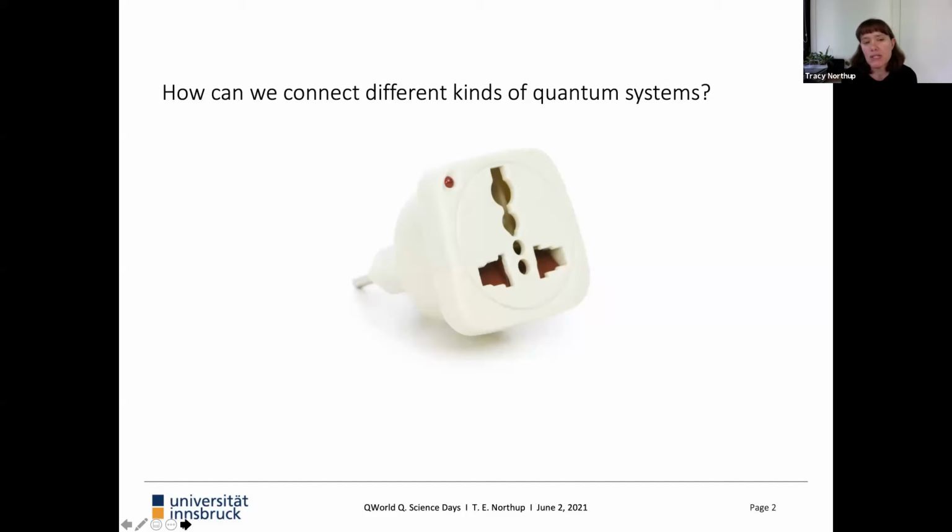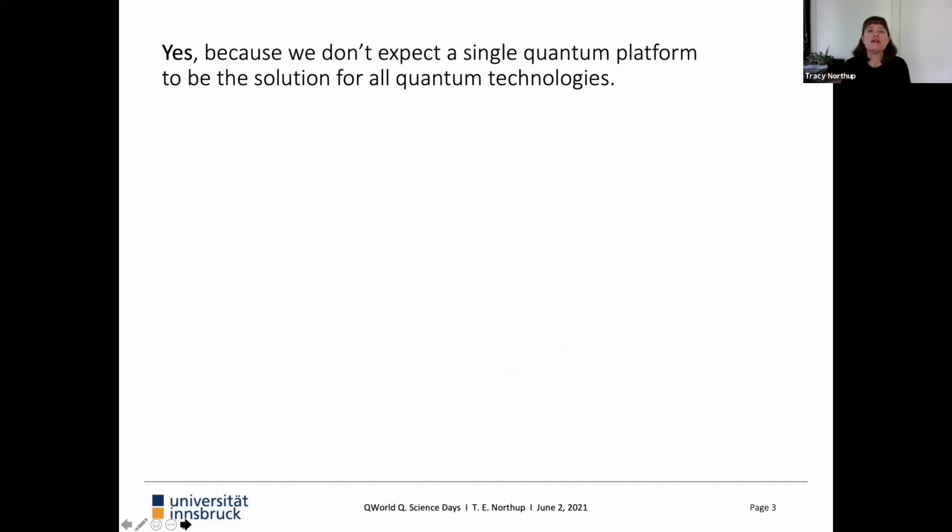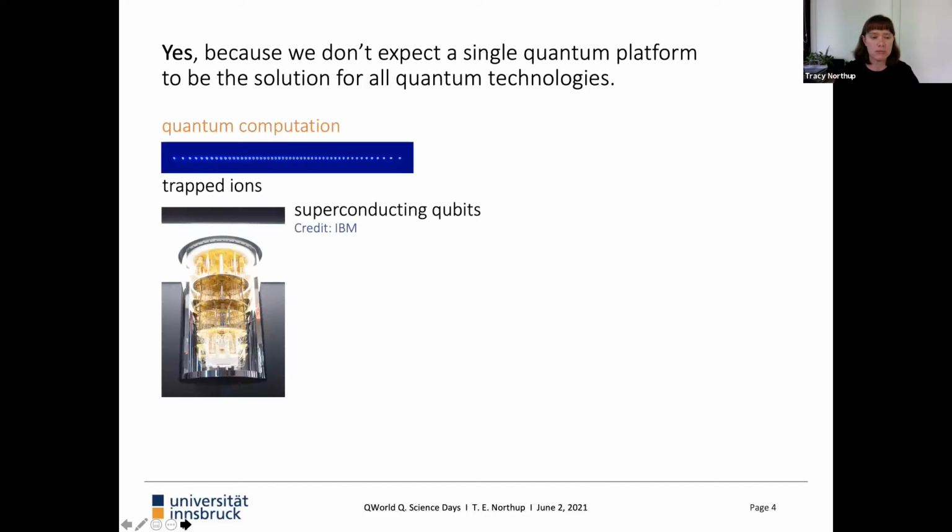You can ask, do we really need to connect different kinds of quantum systems? And the answer is yes, we expect that we're always going to have to do that. It is a fundamental problem because we don't expect that a single quantum platform will be the solution for all of the quantum technologies that have been proposed in recent years. So I just wanted to show you some pictures to get started.